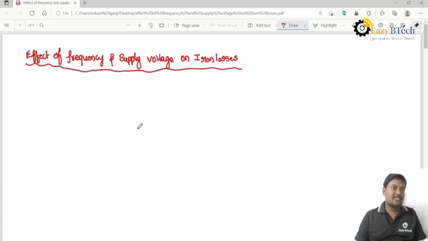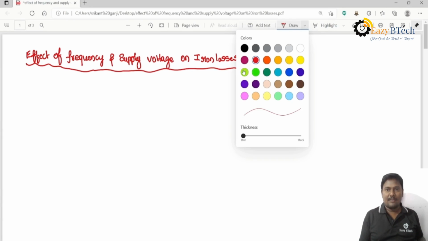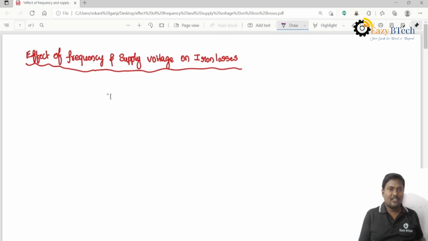Next topic is the effect of frequency and supply voltage on iron losses. Iron losses are divided into two types: hysteresis losses and eddy current losses. Hysteresis loss is equal to η Bmax^x f V, where x is equal to 1.6 for silicon steel.